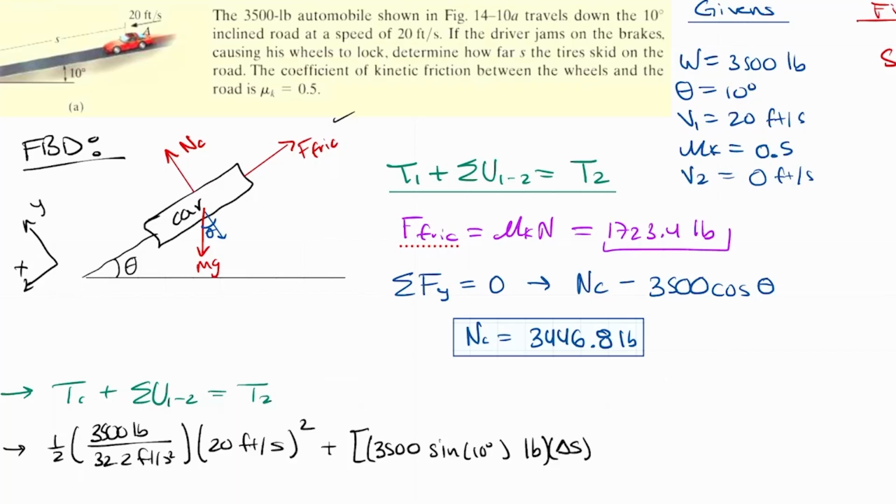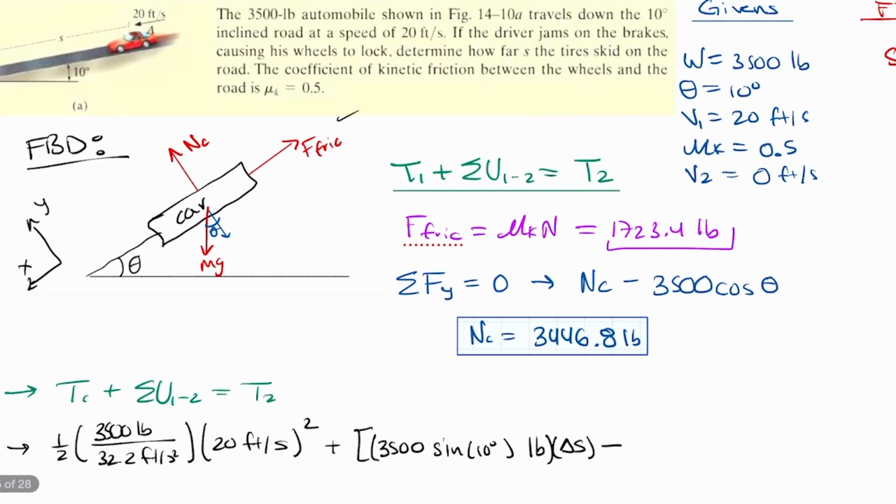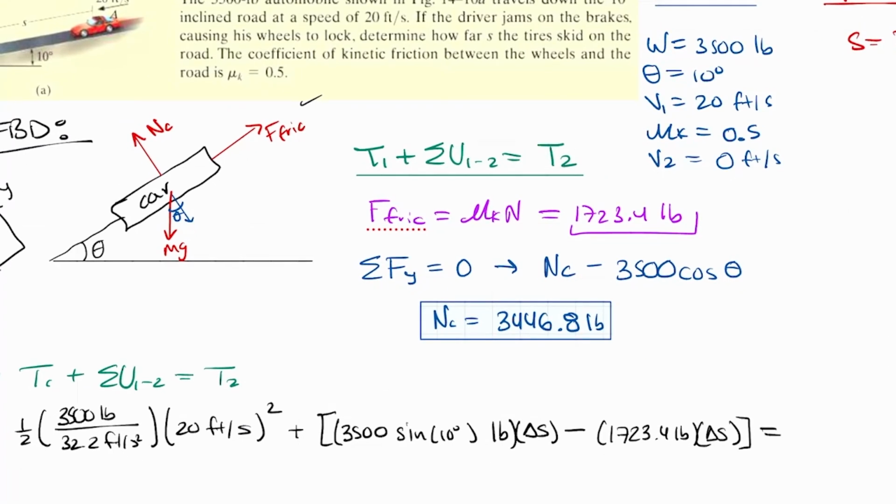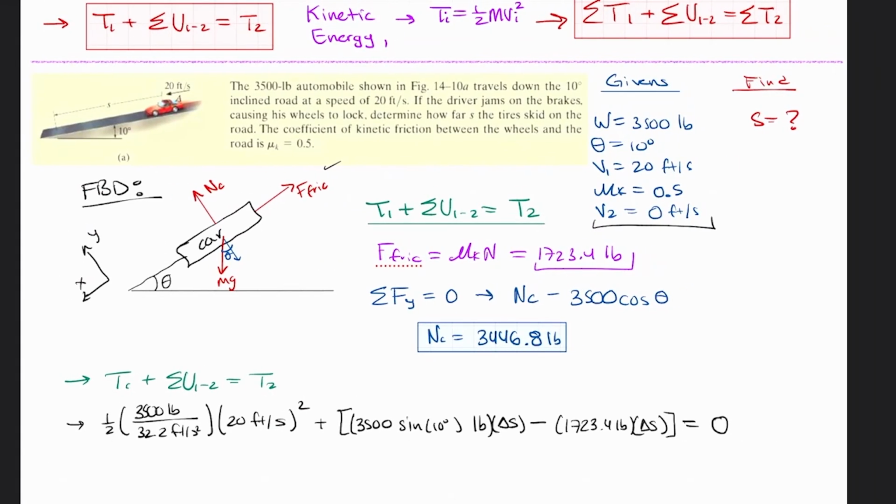Yeah, so we have here the friction. Because the friction is acting opposite to the direction, this will be the force of friction, so that's 1,723.4 pounds times the change in S as well. All right, so those are the only forces acting there. And this is equal to, well, because our velocity at the end is 0, then my kinetic energy at the end must also be 0. So when you find out these numbers, we're looking for delta S.